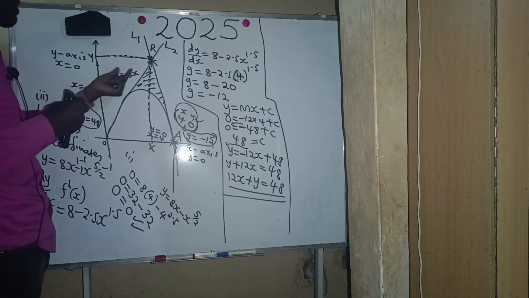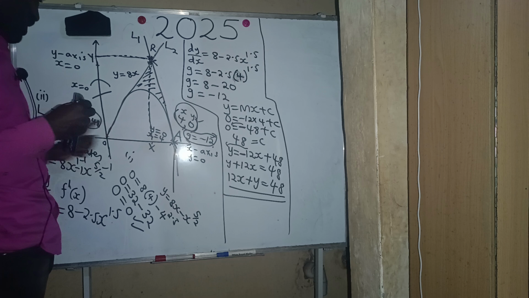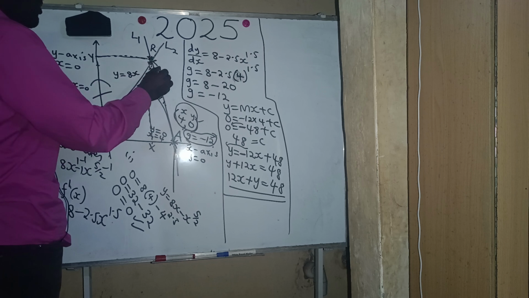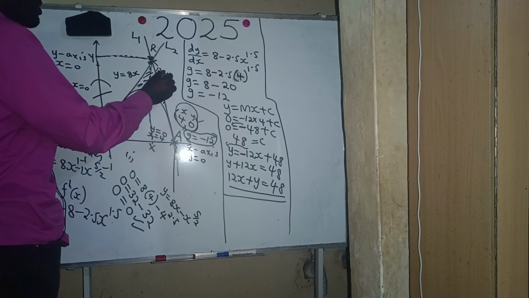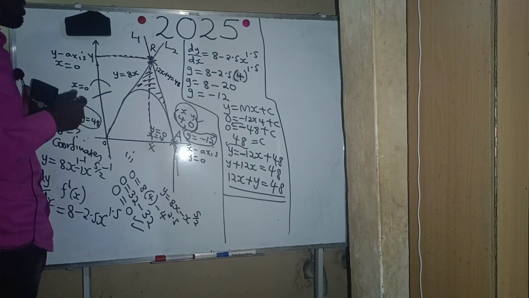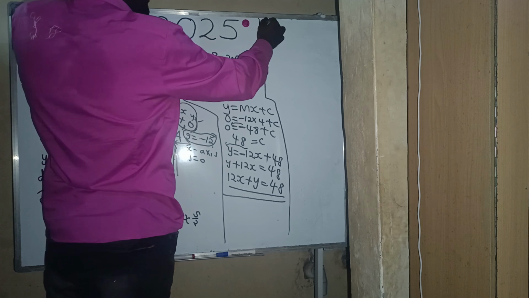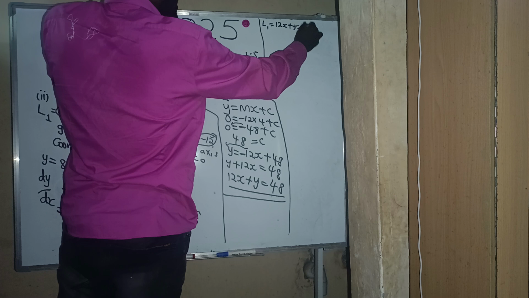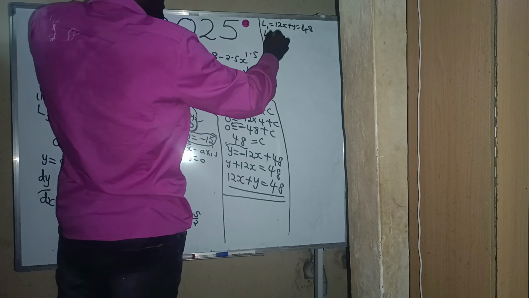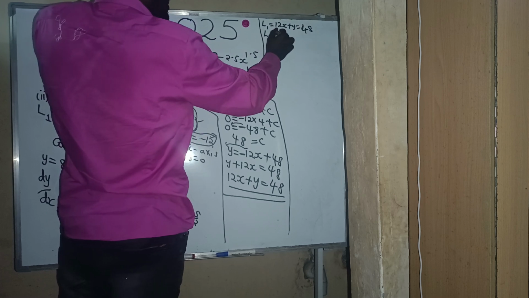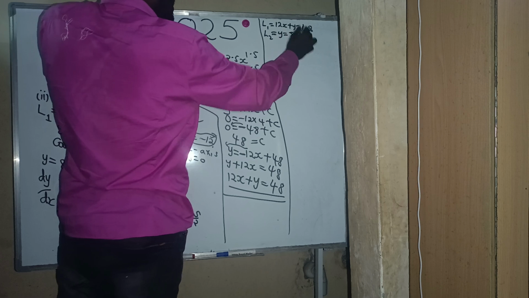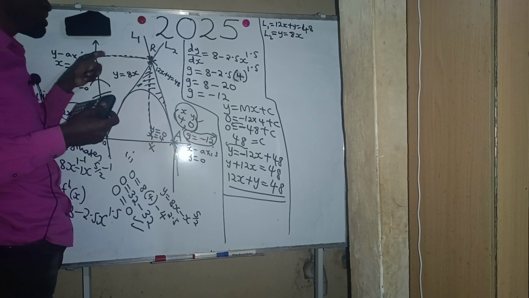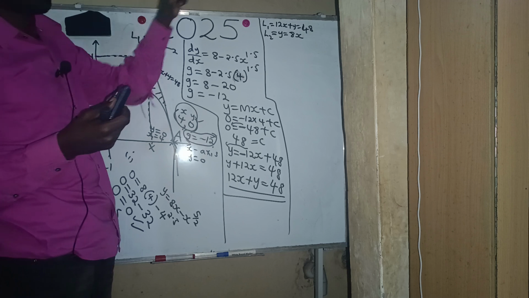We shall take this equation and equate it to this other equation of the other line. You know that this line has the equation 12x plus y equals 48. So I have two equations: L1 as 12x plus y equals 48, and L2 as y equals 8x. If they have the same coordinates in terms of y and x, then L1 must be equal to L2.